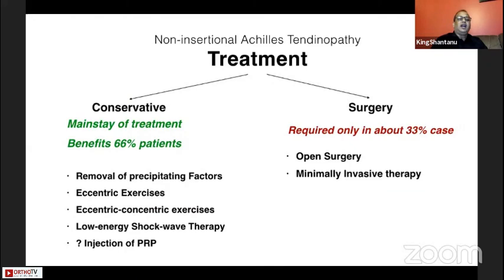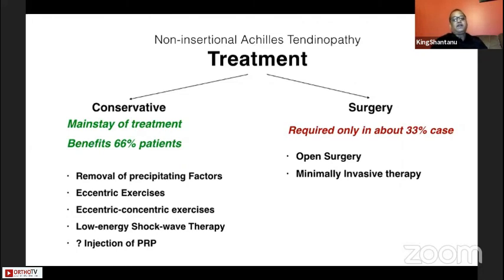And as far as the low energy shock wave therapy is concerned, this is supposed to be acting on 2 planes. They not only help in healing of the wound, they also block the pain pathway. They somehow block the transmission of the pain, and thereby they provide relief from the pain. Role of PRP, not very conclusive.